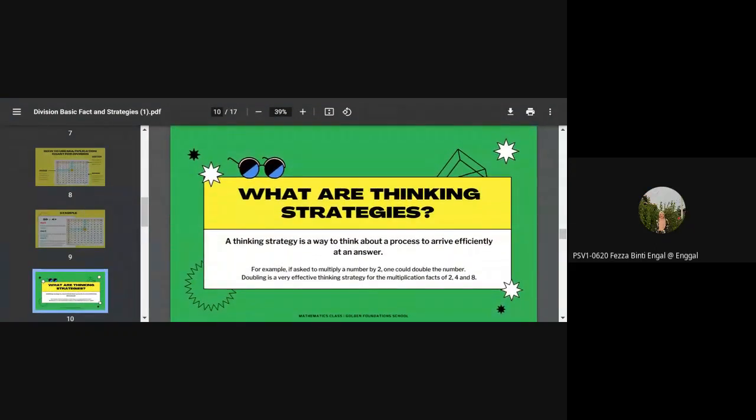Okay, next, we are going to present about the thinking strategies. What is a thinking strategy? A thinking strategy is a way to think about a process to arrive efficiently at an answer. For example, for multiplication, like the previous group presented just now, the doubling method. If asked to multiply a number by 2, one could double the number, because doubling is a very effective thinking strategy for multiplication facts of 2, 4, and 8.